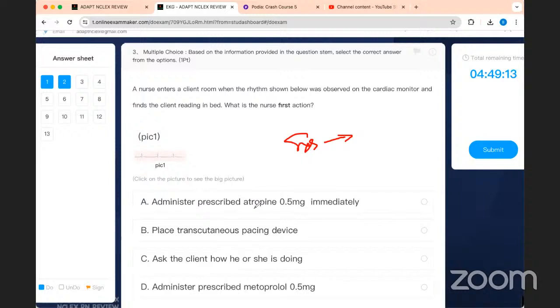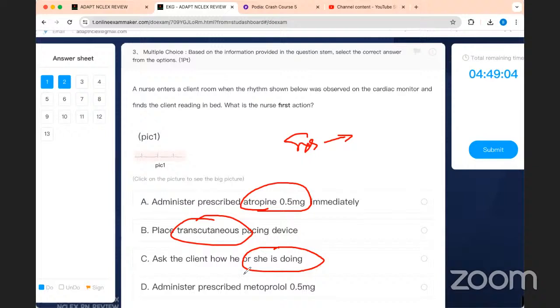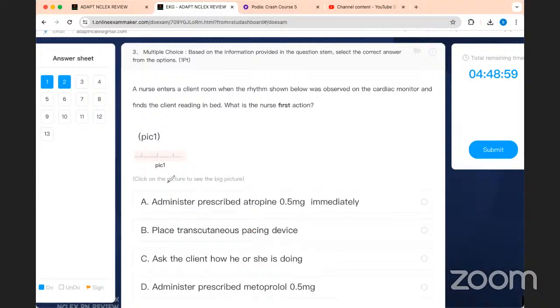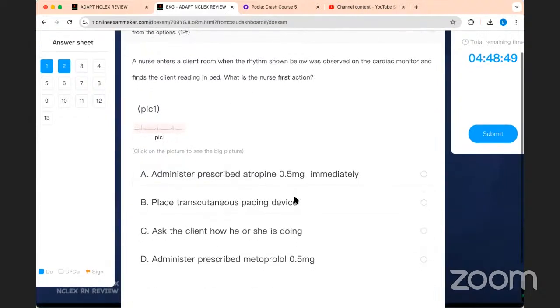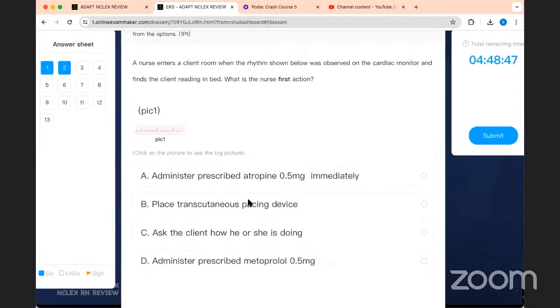So monitor, administer prescribed atropine, put a transcutaneous pacer in, ask the client how he or she is doing, and give them metoprolol. So what will be your answer? Patient is in bed and is reading. So what would you want to do? You're going to give the patient atropine? Are you going to put a transcutaneous pacer on the patient, or ask the client how he or she is doing, or give them metoprolol?